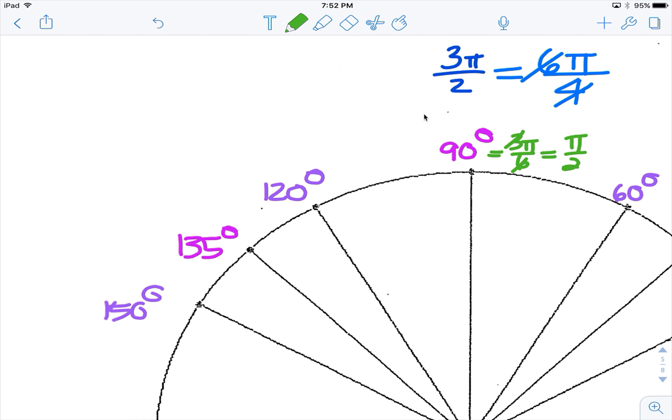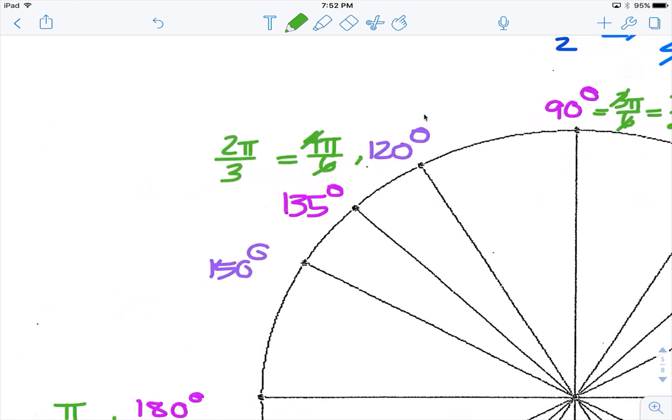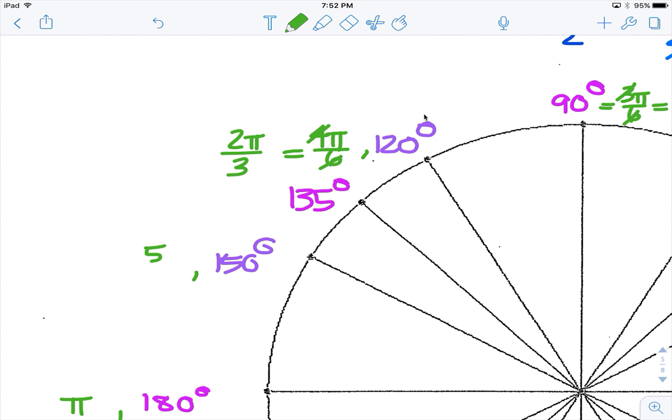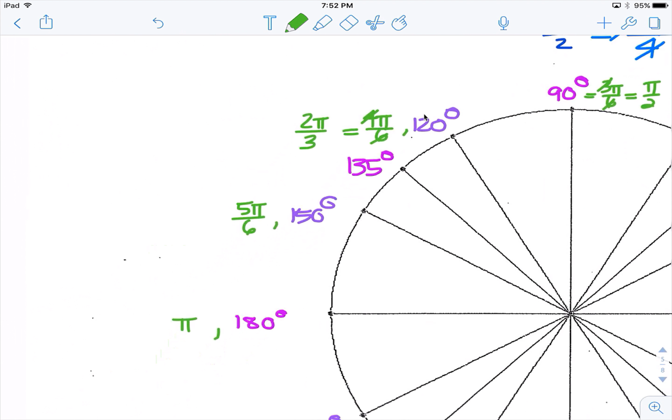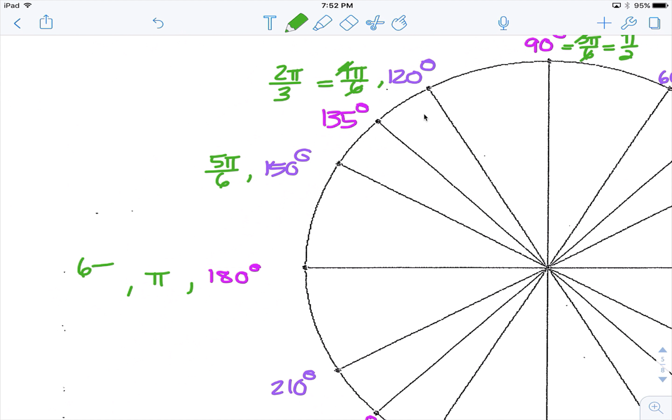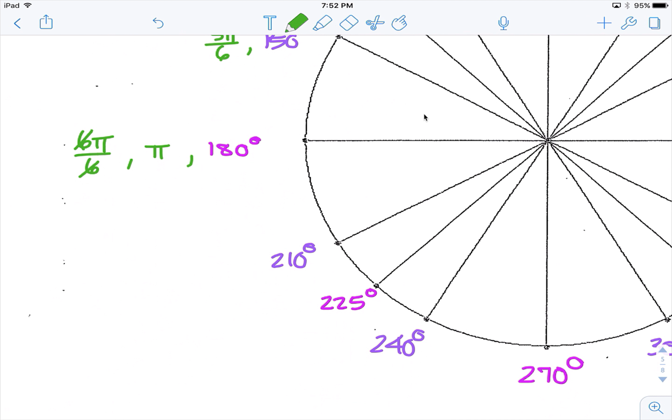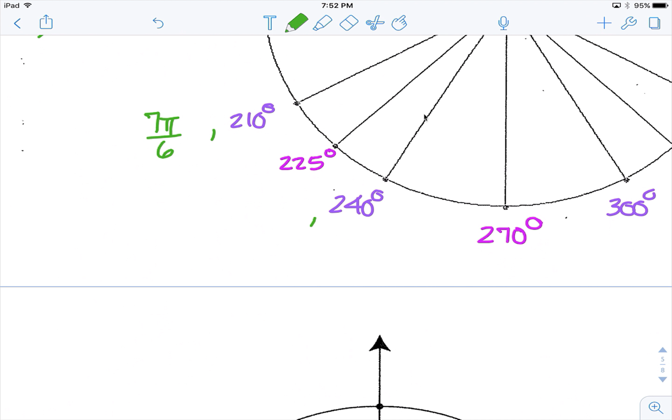120 would be the same as 4 pi over 6, but we reduce that to 2 pi over 3. 150 would be the same as 5 pi over 6, and then pi would be the same as 6 pi over 6. Okay, and so we're going to keep going. The next one would be 7 pi over 6. 240 would be 8 pi over 6, which reduces to 4 pi over 3.